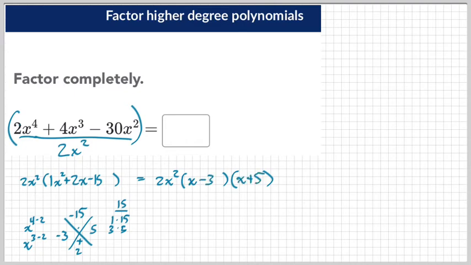What if I did x plus 5 first? It doesn't matter because multiplication is commutative. All right, and I can't factor anything else out of that. So I'm done. Now, just to refresh or repeat, because I might have gone too fast right there.